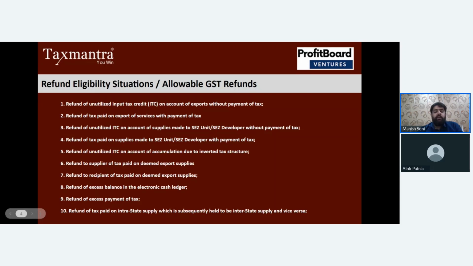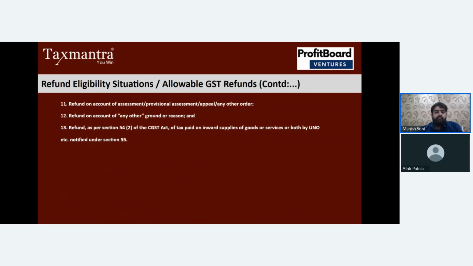Refund of tax paid on intra-state supplies, which is subsequently held to be inter-state supply, and vice versa. Then refund on account of assessment or provisional assessment, appeal, or any other order. Refund on any other grounds or any other reasons. Refund as per section 54 subsection 2 of the CGST Act.